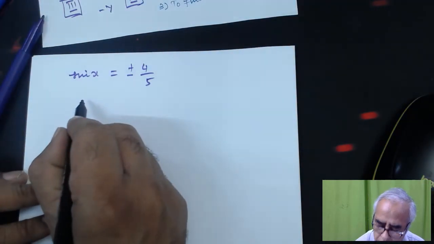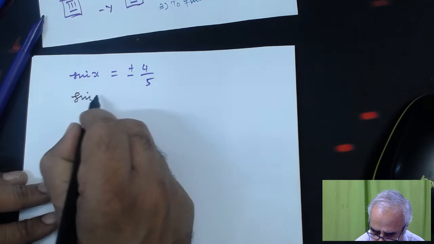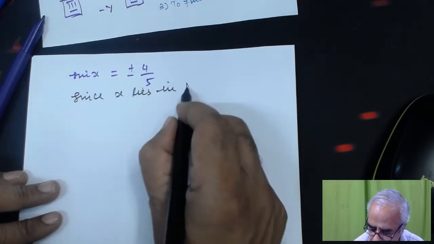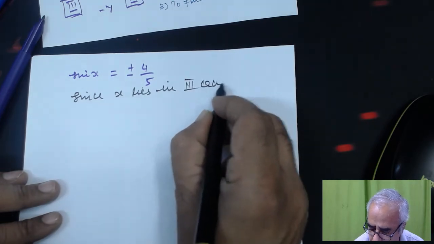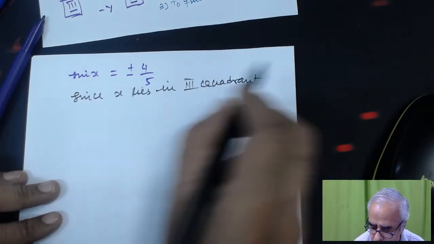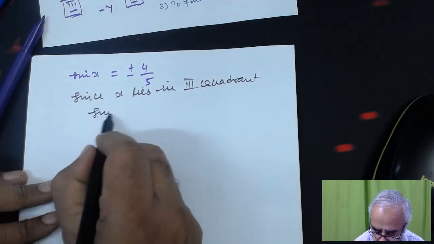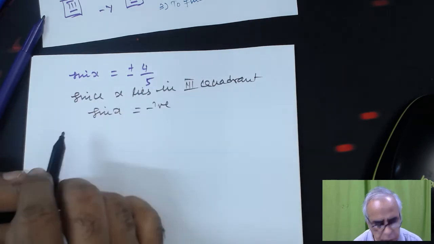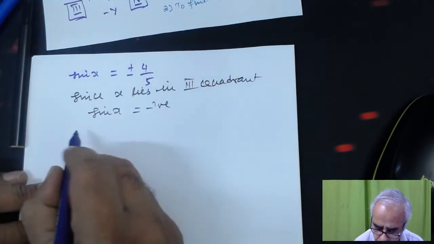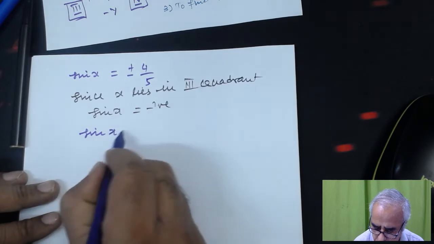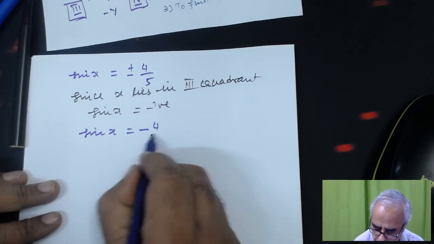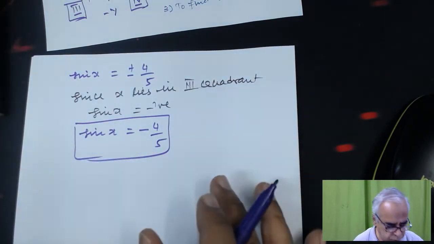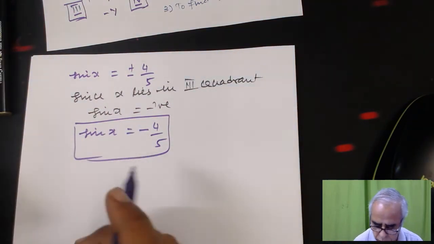Since x lies in the third quadrant, the sine function is negative. It cannot be positive, and that is why we had to put sin x equal to minus 4 by 5. Do you understand this? Okay. Now let us proceed further.